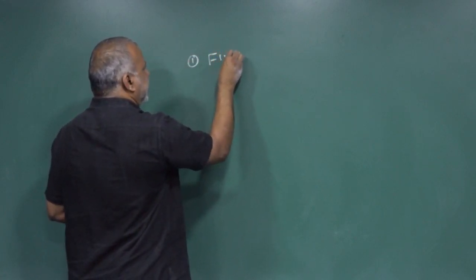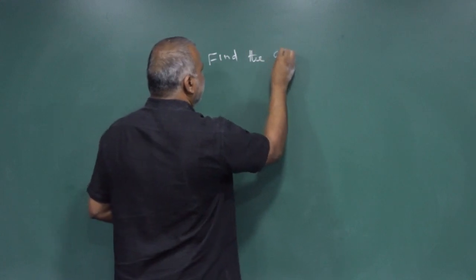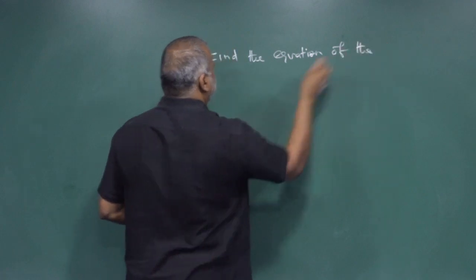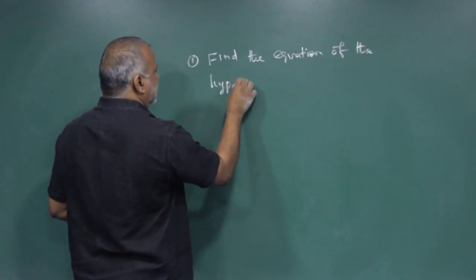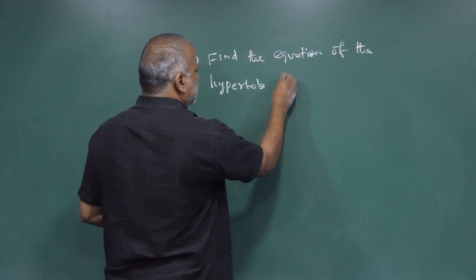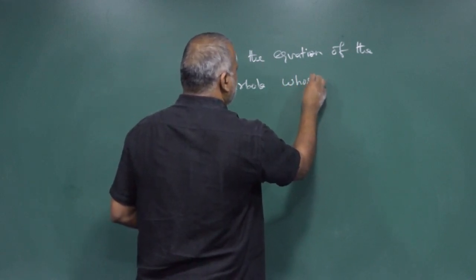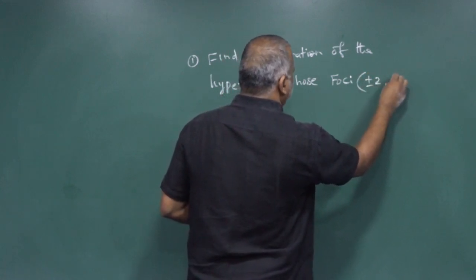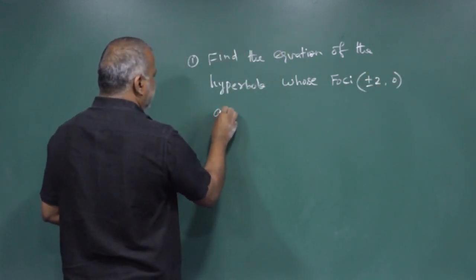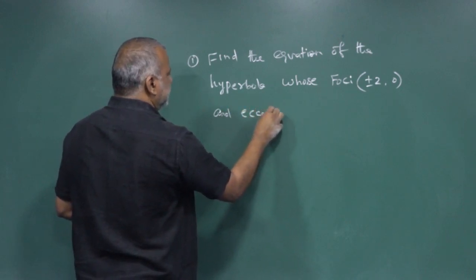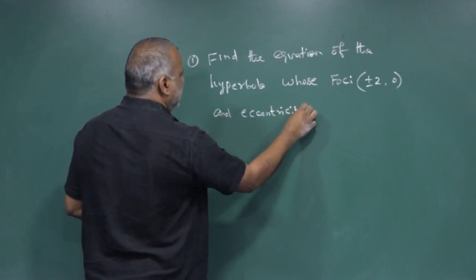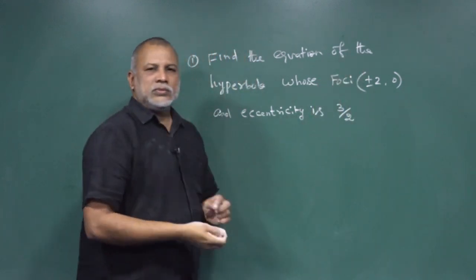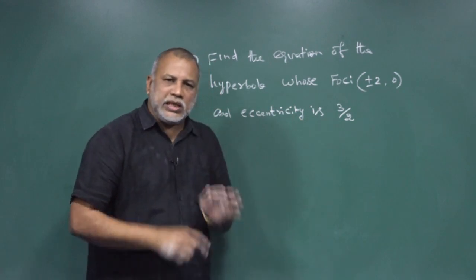Find the equation of the hyperbola whose foci are plus or minus 2, 0 and eccentricity is 3/2. Just now we worked out sums where the equation is given.